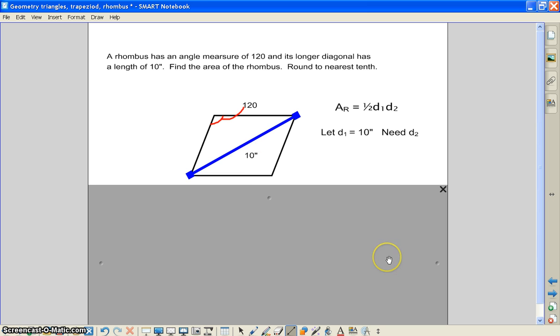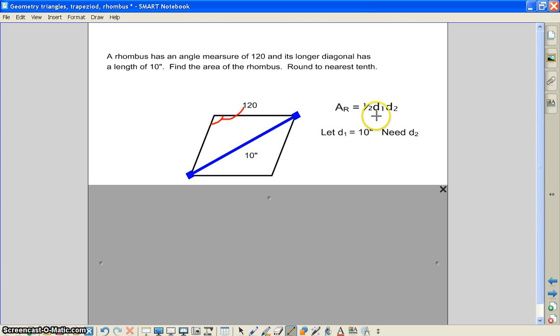So let's apply that to a problem. And again, word problems often are the hardest. So a rhombus has an angle measure of 120 degrees, and its longer diagonal has a length of 10 centimeters. Find the area of the rhombus, round to the nearest tenth. Alright, so here's the picture of our rhombus. It has the longer diagonal 10, the 120 degree angles here, and using the triangle inequality, the biggest angle has to have the biggest leg across.